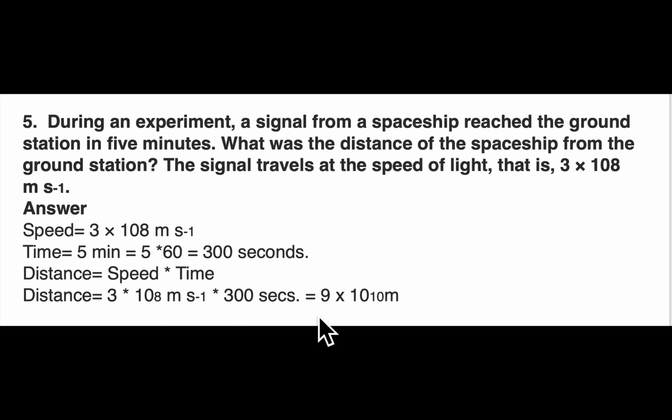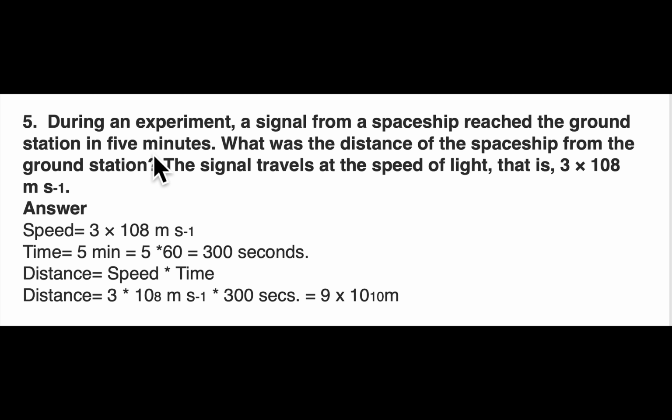Next numerical is on page number 102, question number 5. During an experiment, a signal from a spaceship reached the ground station in 5 minutes. What was the distance of the spaceship from the ground station? The signal travels at the speed of light, that is 3 into 10 raised to power 8 meter per second. We are given the speed and the time, 5 minutes. We have to calculate distance.